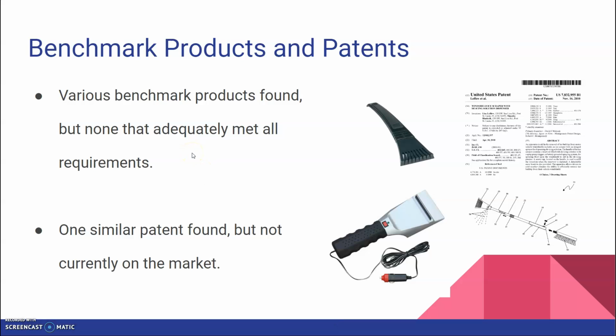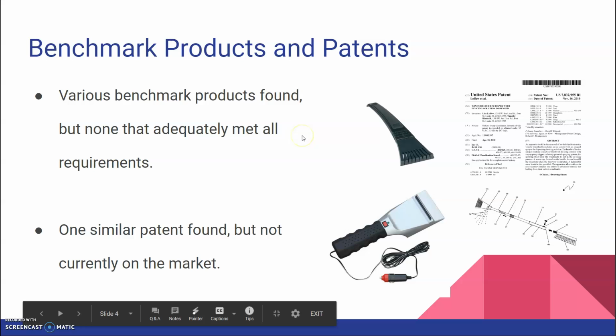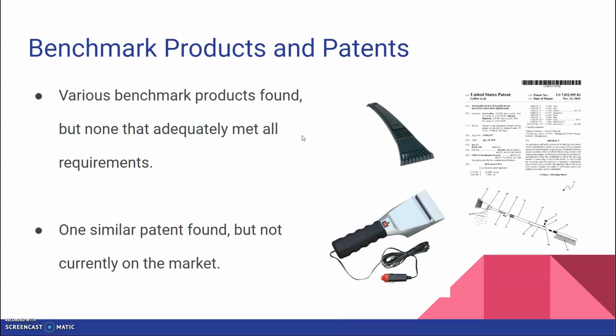At the beginning of the semester, we did a bit of research to figure out some of the issues that people had found with previous ice scrapers. We looked at a lot of different benchmark products. Here are a couple of examples of products that we found. We also did some research on patents for ice scrapers, and we were able to find one patent that resembled very closely the idea that we wanted to implement, but we weren't able to find anything with that design on the current market.